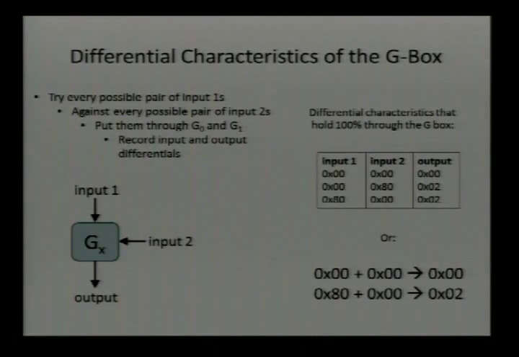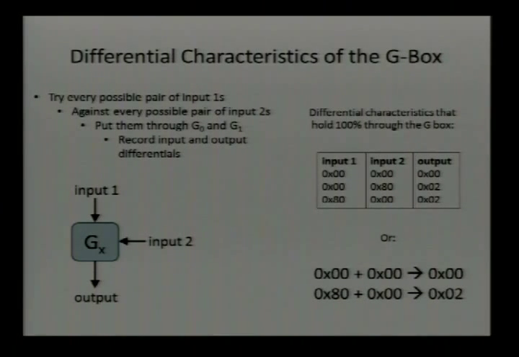The second one is the good one, the one we're after. These are in hex. I'm sure you guys figured that out. Either input 1 or input 2 can be 80. If the other input is 0, then we get this output differential of 2.